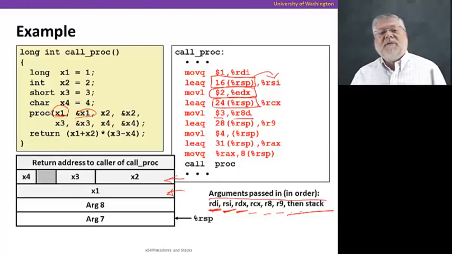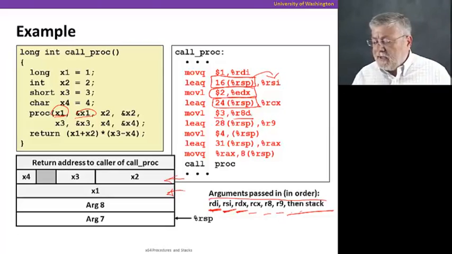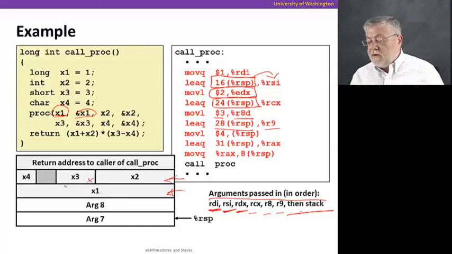That's just the 4 bytes, the low order 4 bytes of R8. That's how we refer to it. And then put the address of x3 into R9, our 6th argument. And 28 plus RSP is the address of this byte right here.